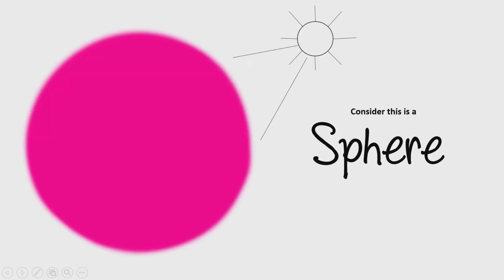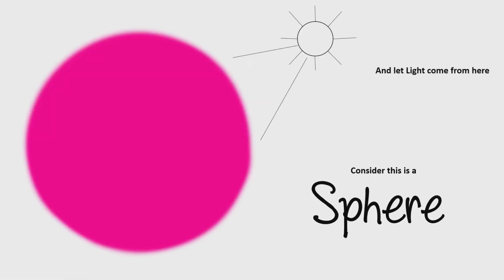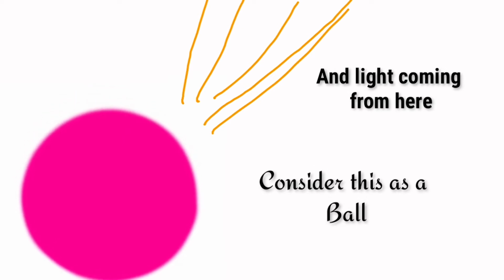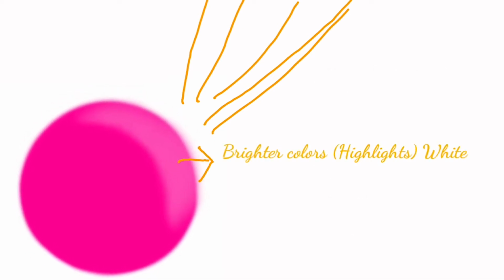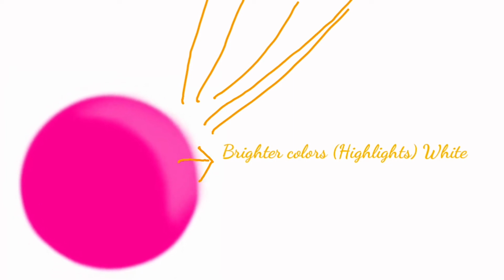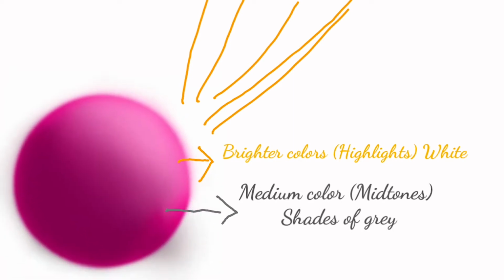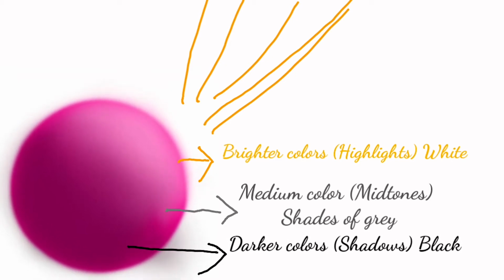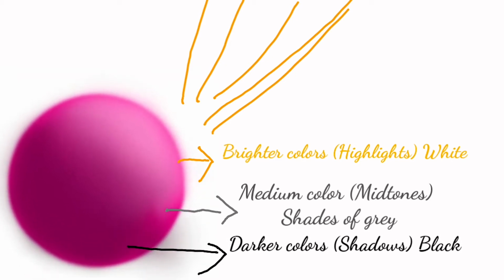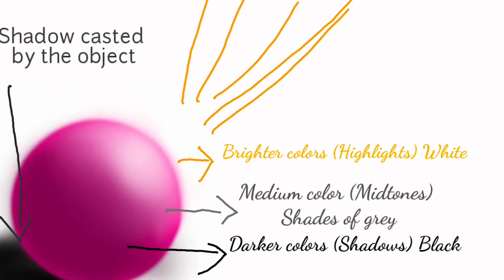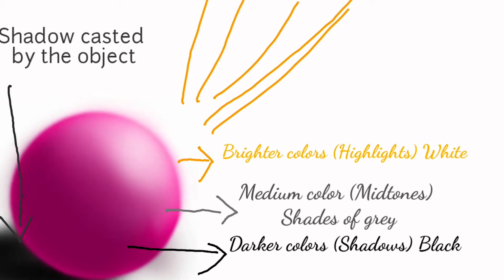So let's consider this as a ball, and let's have the light coming from this direction. Then this part will be bright, and here medium, that is the color will be in between the darkest and lightest, and here the darkest of the color. So consequently there will be a shadow cast by the object.